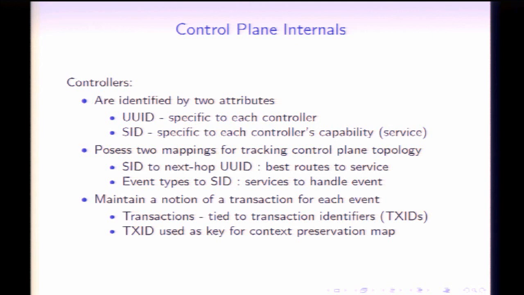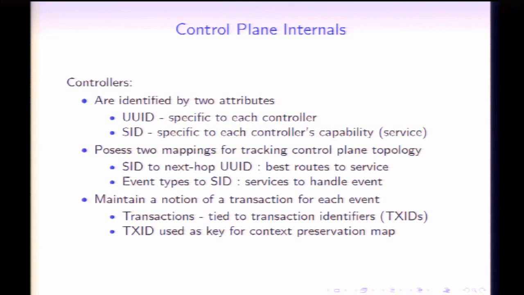Because there's also the intercontroller type of event handling, we also create a notion of a transaction for each event that's being handled in the control plane. Each event is given a unique transaction identifier, and that is used as a key to another context map that allows a controller to, say, track a different event and how it was processed.